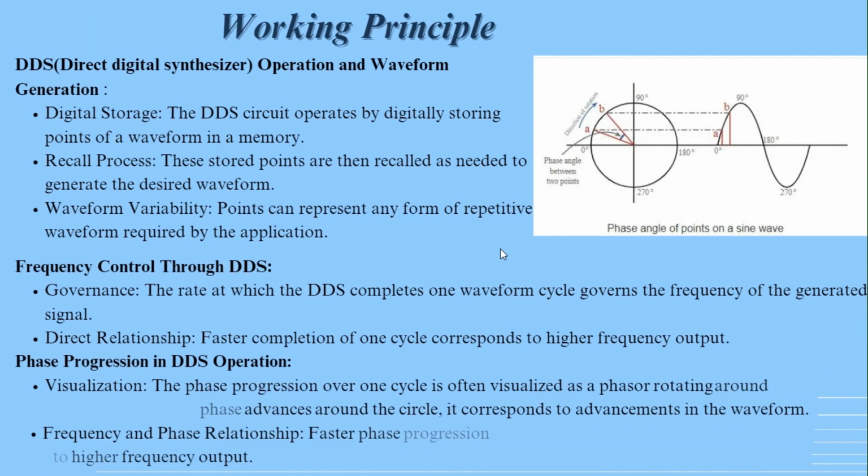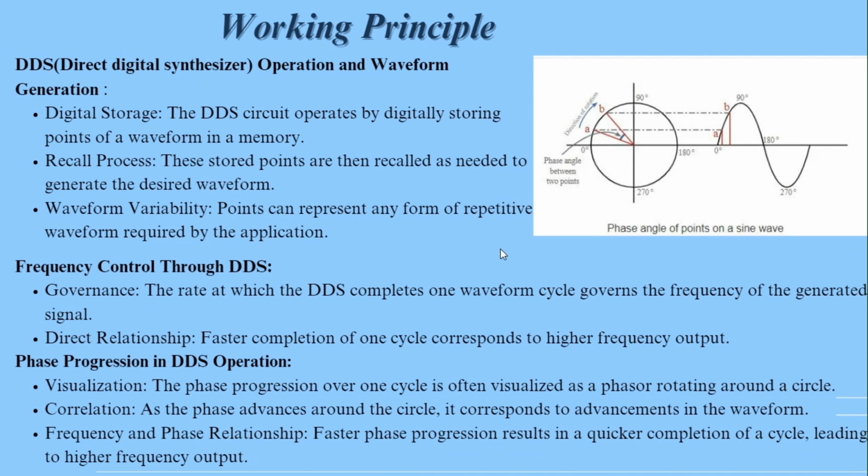Let's see the working principle of an arbitrary function generator. DDS, that is direct digital synthesis, operation and waveform generation. Digital storage. The DDS circuit operates by digitally storing points of a waveform in a memory. Recall process. These stored points are then recalled as needed to generate the desired waveform. Waveform variability. Points can represent any form of repetitive waveform required by the application.